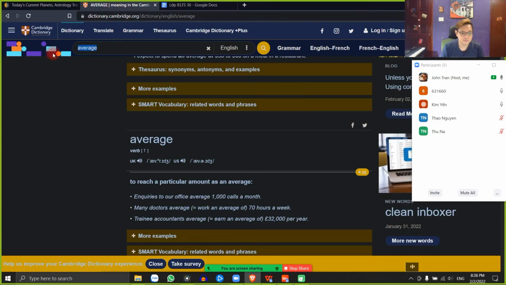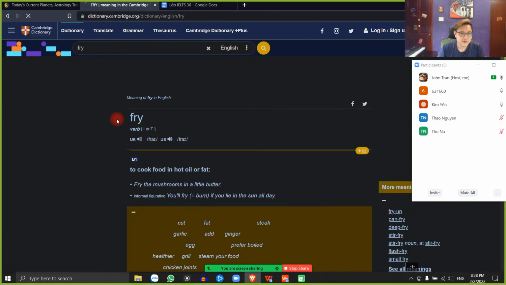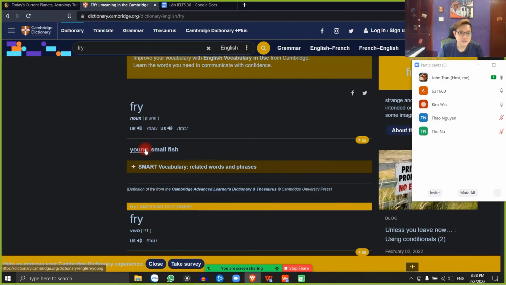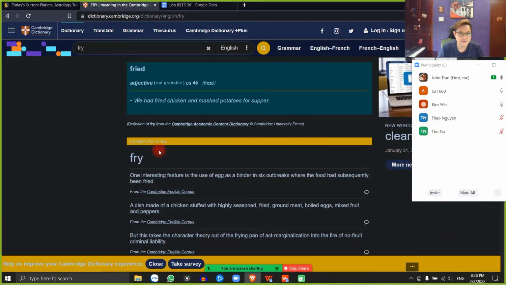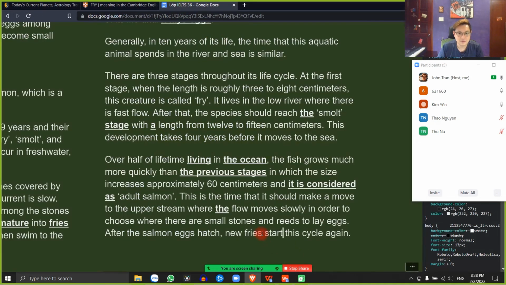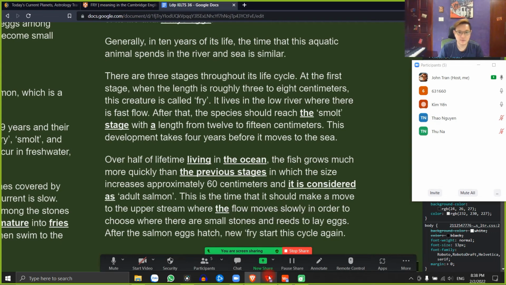Let's check. I want to see fry, the noun. Young small fish. You see, fry means young small fish. Wait, the noun is plural itself. What? Cái từ này nó vốn bản chất là plural luôn hả? Oh really? I never checked this. So new fry. Okay, if you want to, new fry, start the cycle again.